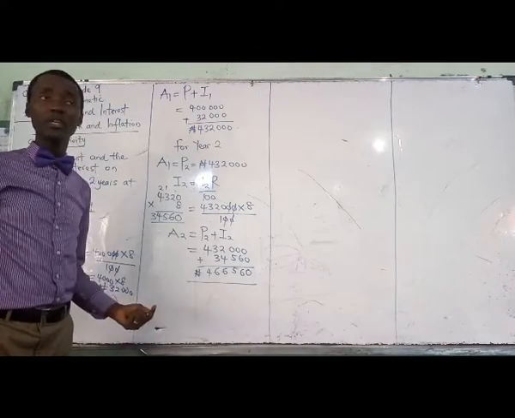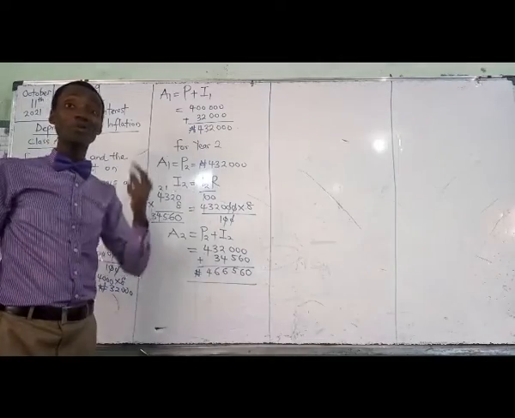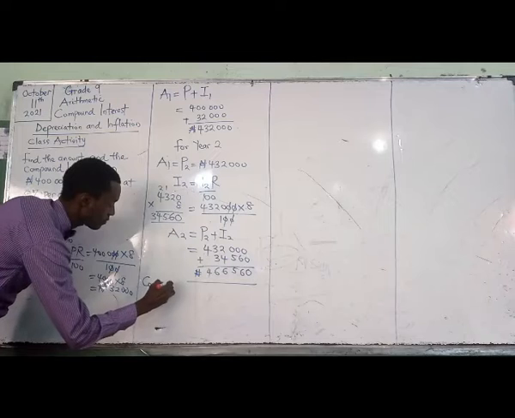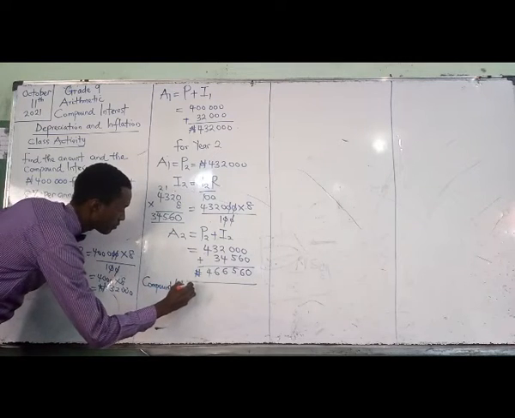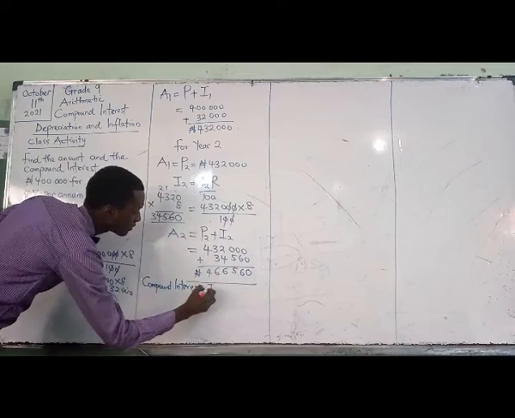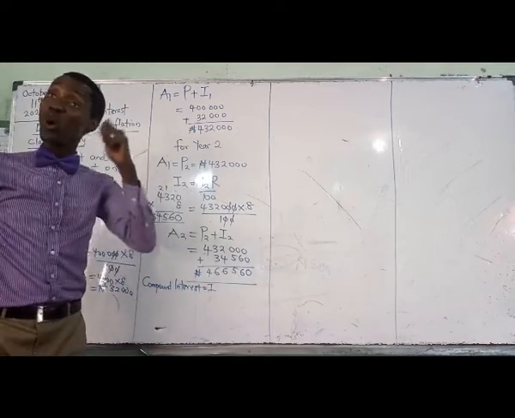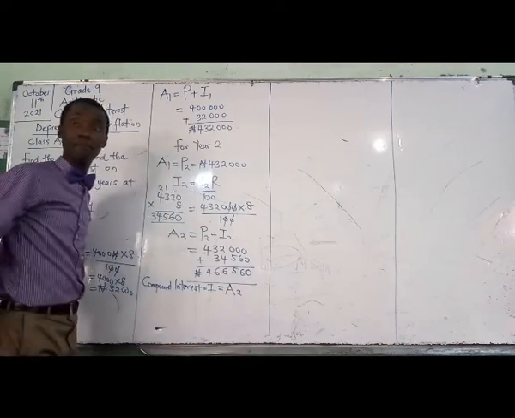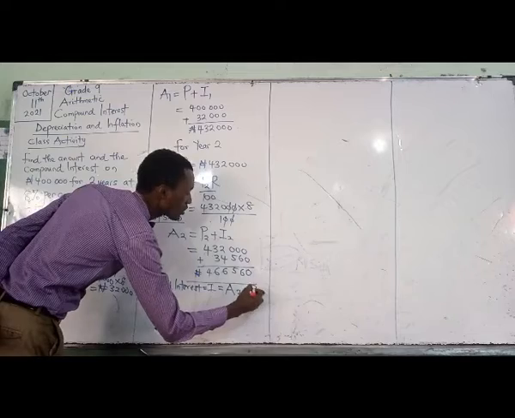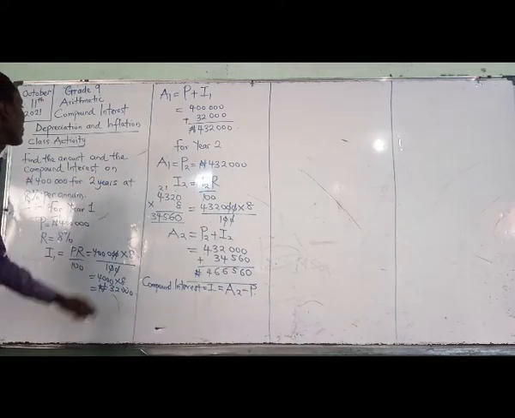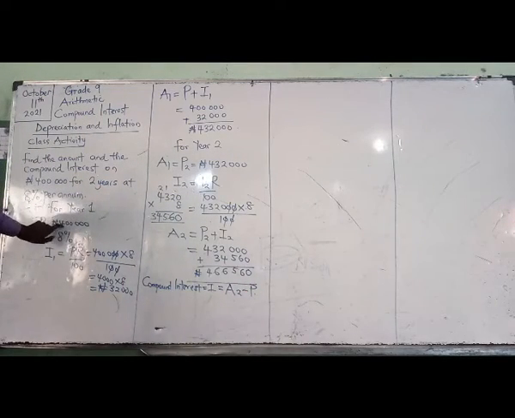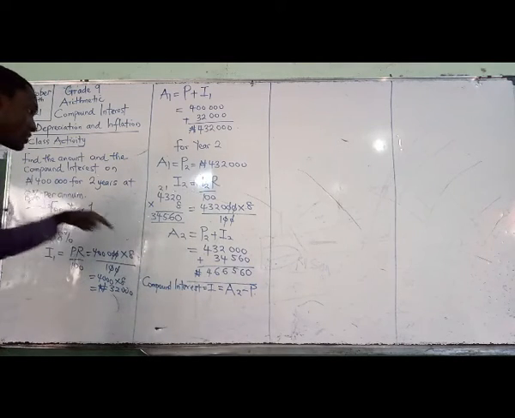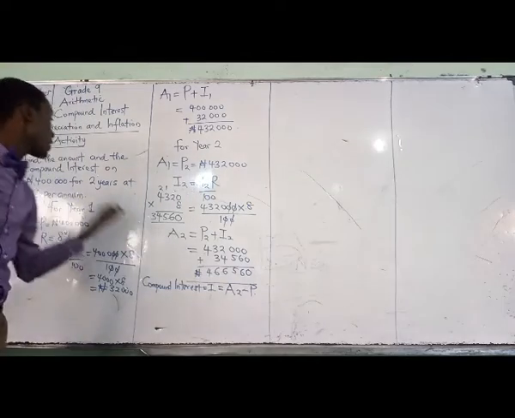What then will be the compound interest? Now the compound interest, which I will call I, will be equal to the amount of the second year minus the original principal. That's what the compound interest is. Take the amount you have got for the second year, and remove the principal from it.